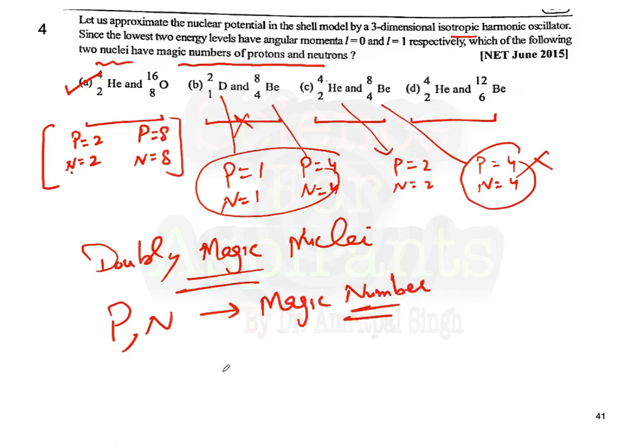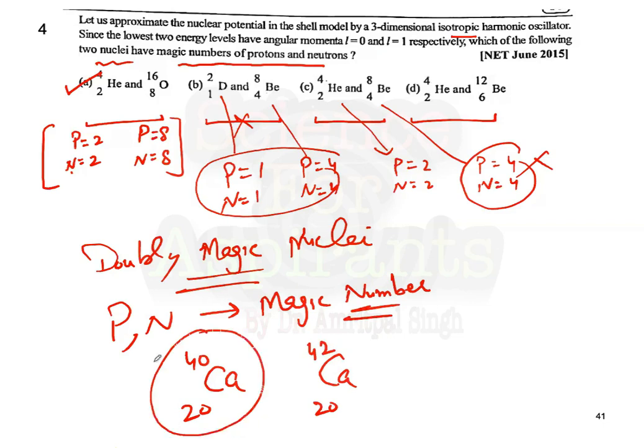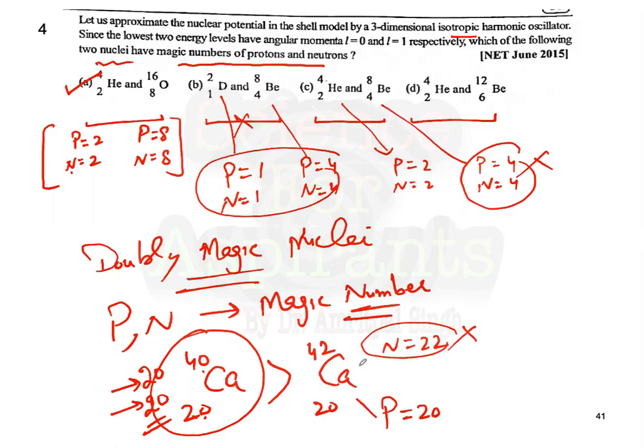Sometimes there is a question, calcium-40 and calcium-42, which has more stability? You will choose calcium-40. It is more stable as compared to calcium-42, because in calcium-40 both proton and neutron have magic numbers, rather than this one in which only the proton number is 20 and the neutron number is 22. So 22 is not a magic number. So calcium-40 is known as a doubly magic nucleus.